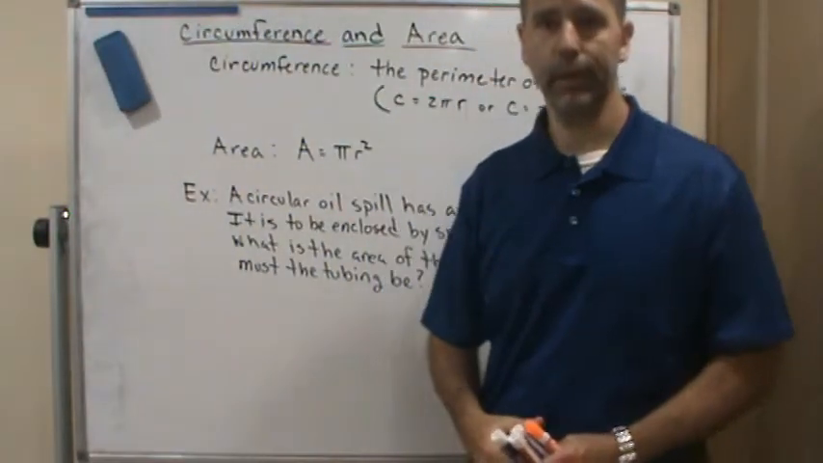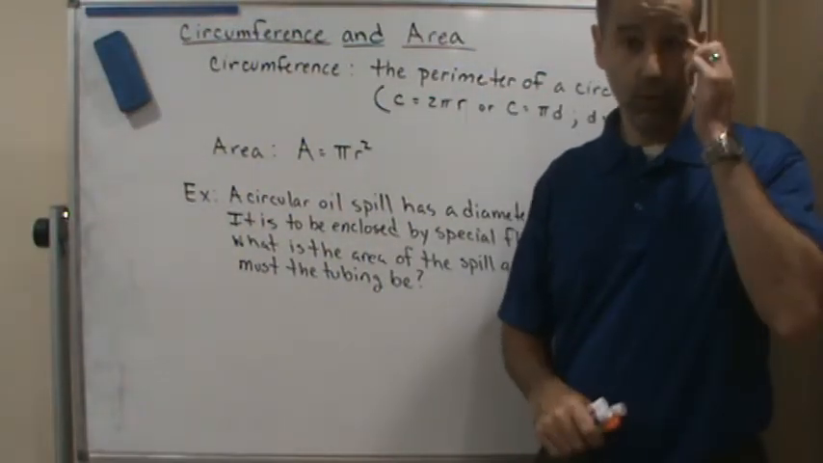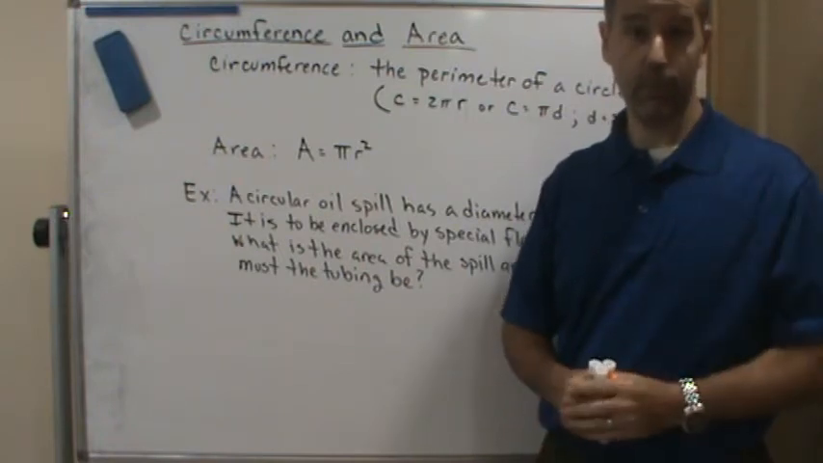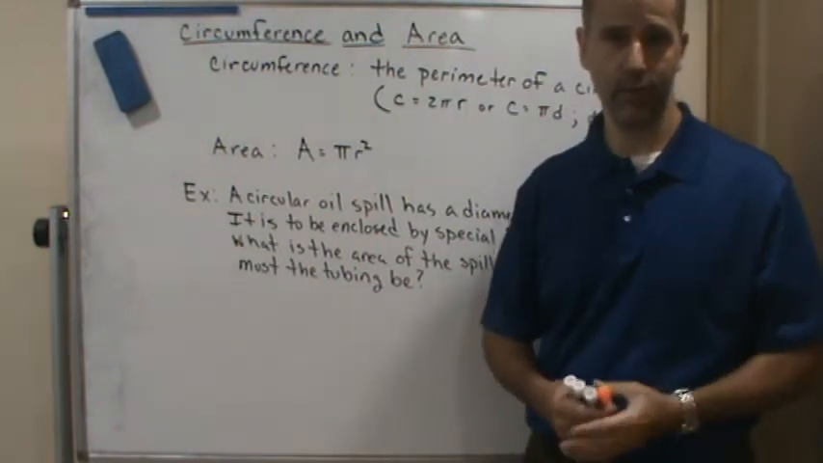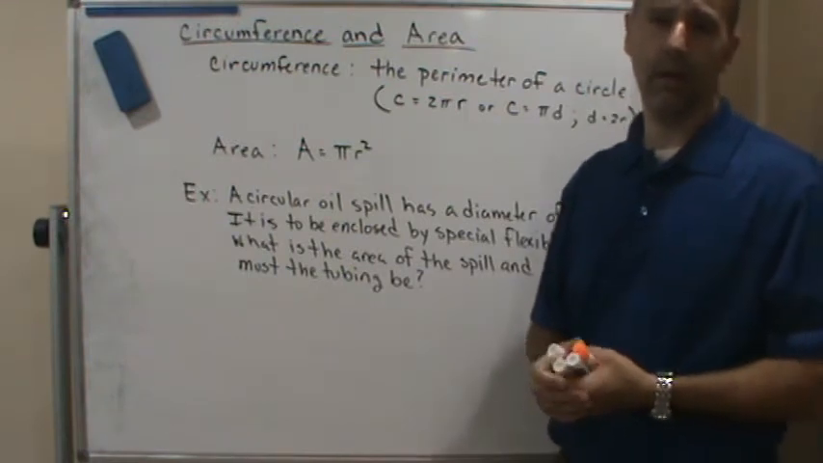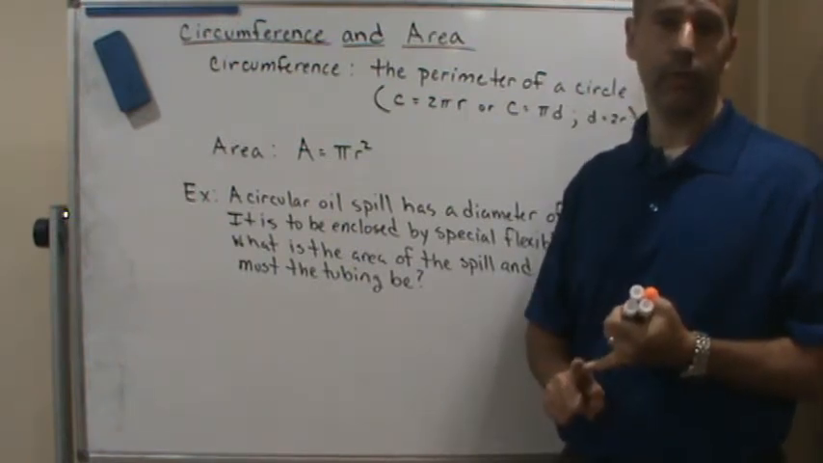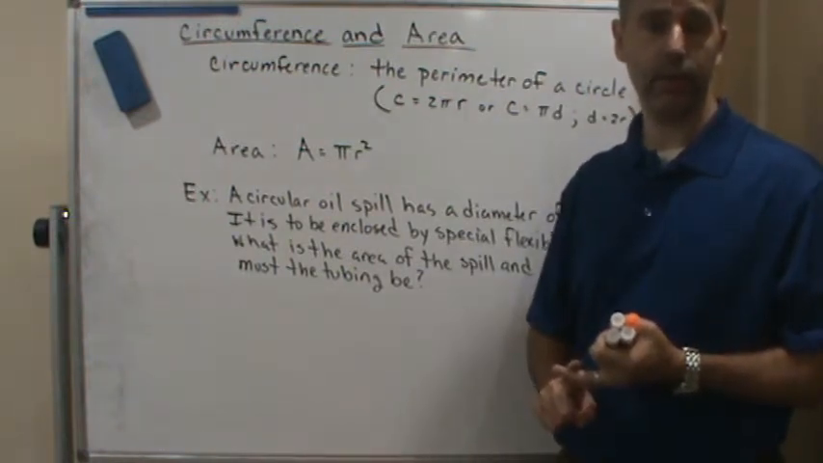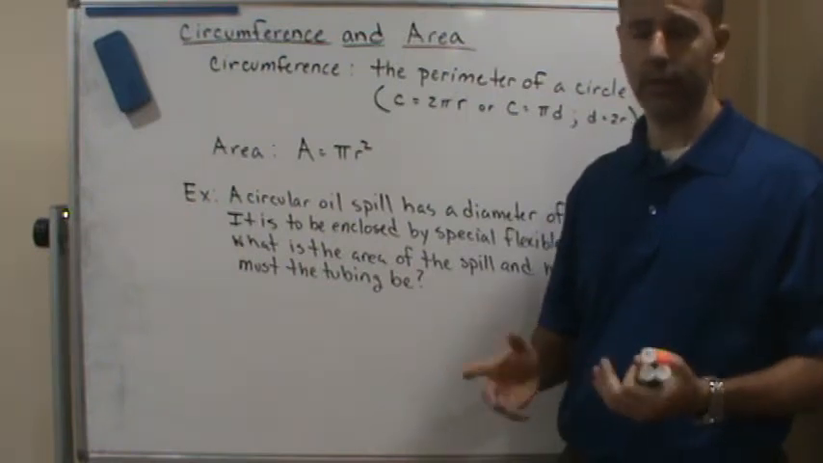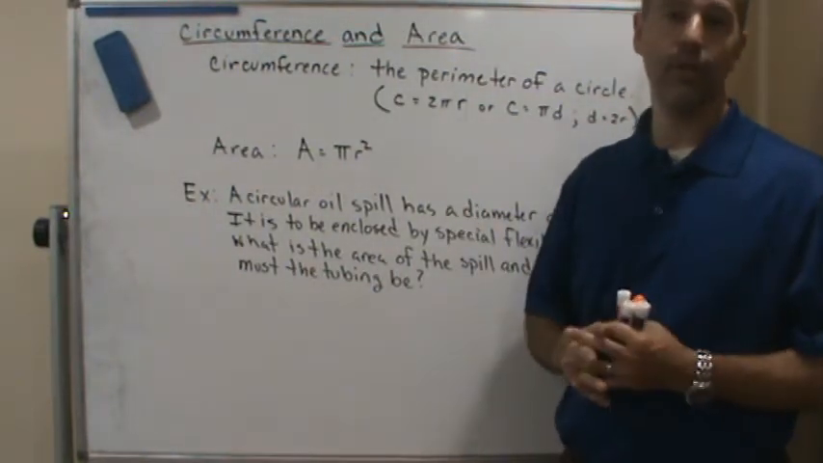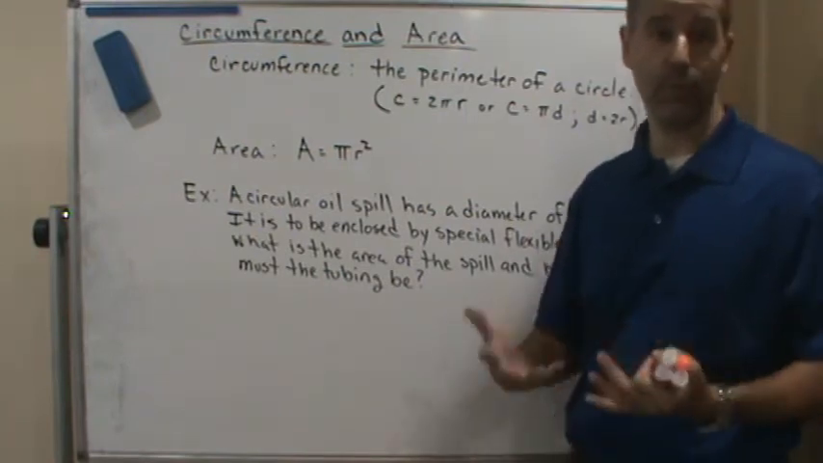Okay, so welcome. In this video, we're going to introduce some other topics and do an example. The two concepts are the idea of perimeter and area of a circle. Now, circumference. Circumference is just the perimeter of a circle.